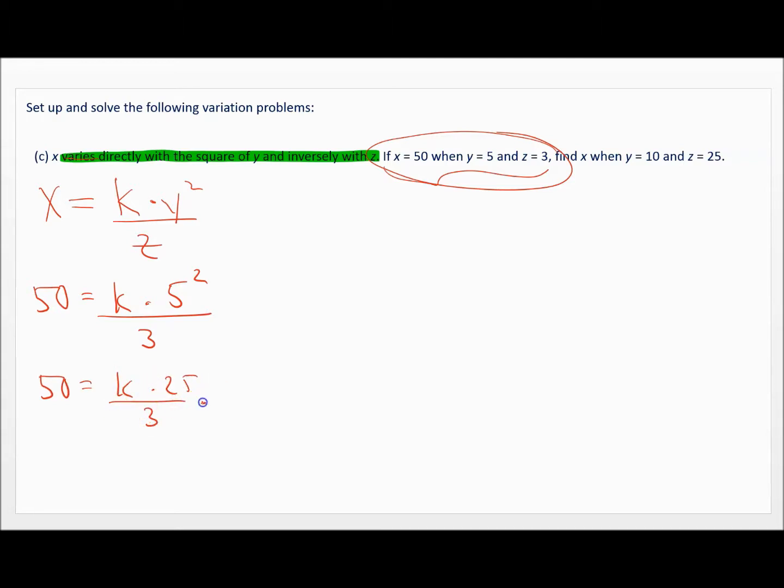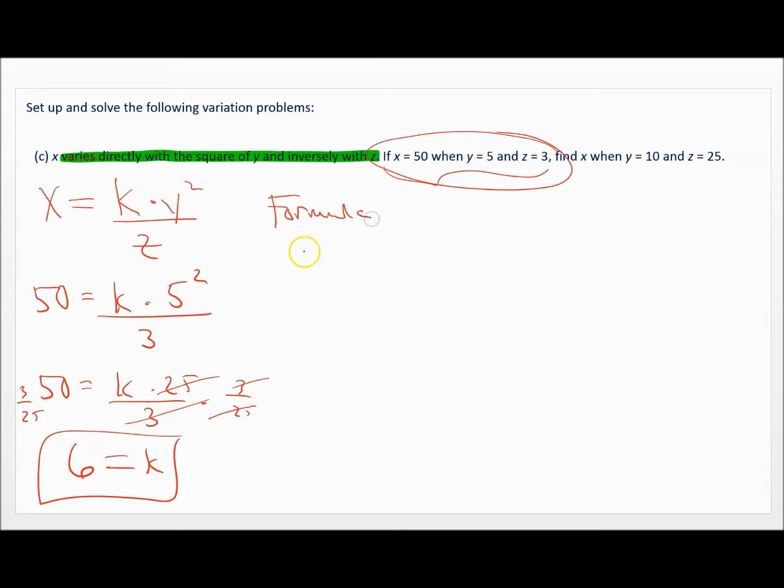Now to solve for k, I'm going to multiply by 3 over 25 on both sides. You know how to do that, and that gives you k all by itself. Now, if you wanted to do that separately by multiplying both sides by 3 and then dividing by 25, that's certainly fine. The 25 and the 50, leave it, 2 times 3 is 6. Plug that in the calculator, I promise you'll get 6. Okay? So my formula, because sometimes it just asks you for the formula, is x is equal to, my k is 6, y squared over z. That absolutely has to be done no matter what.